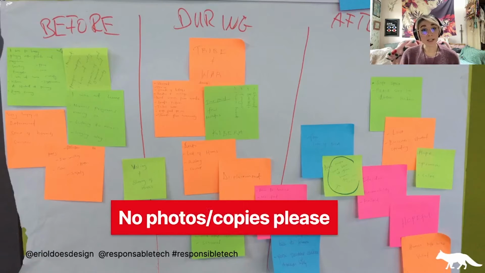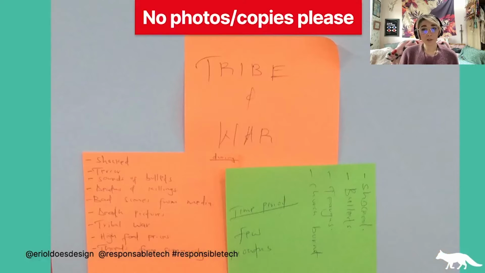On screen at the moment is an example of a journey map from a participant. It's separated into 3 sections: before the incident, during the incident, and after the incident. And when you look in more detail up close at the kinds of things that people were putting on these journey maps, you can see things like war and tribal conflict and high food prices, and then the sounds of bullets. And some of them were even more explicit than this example here.